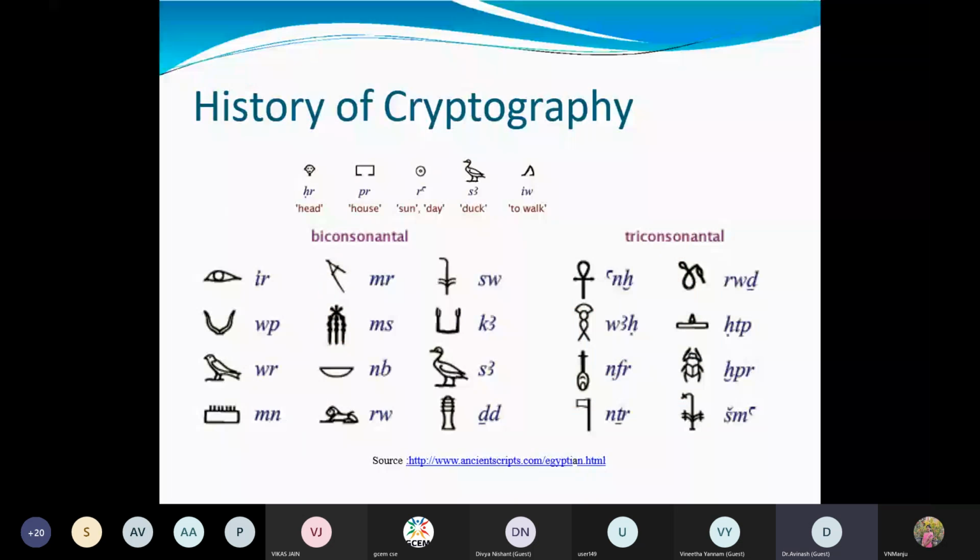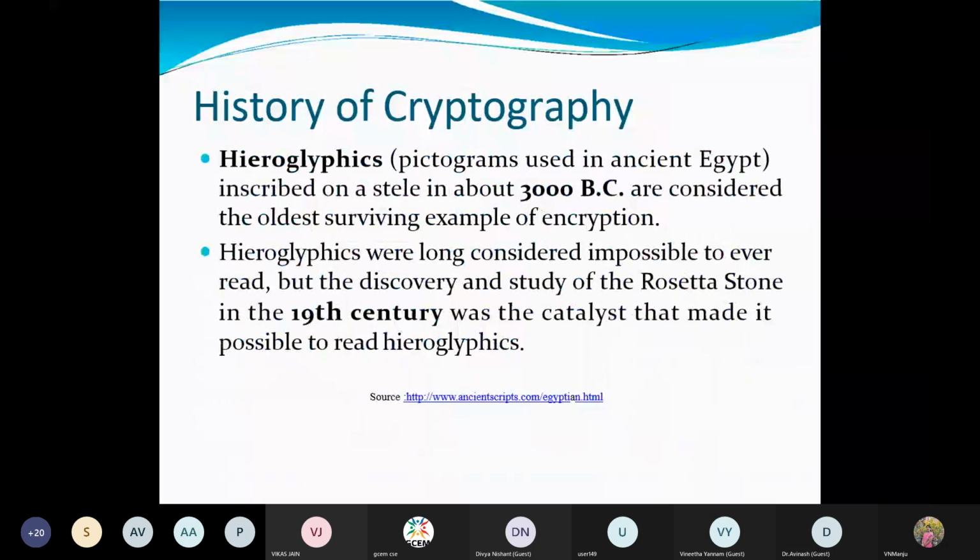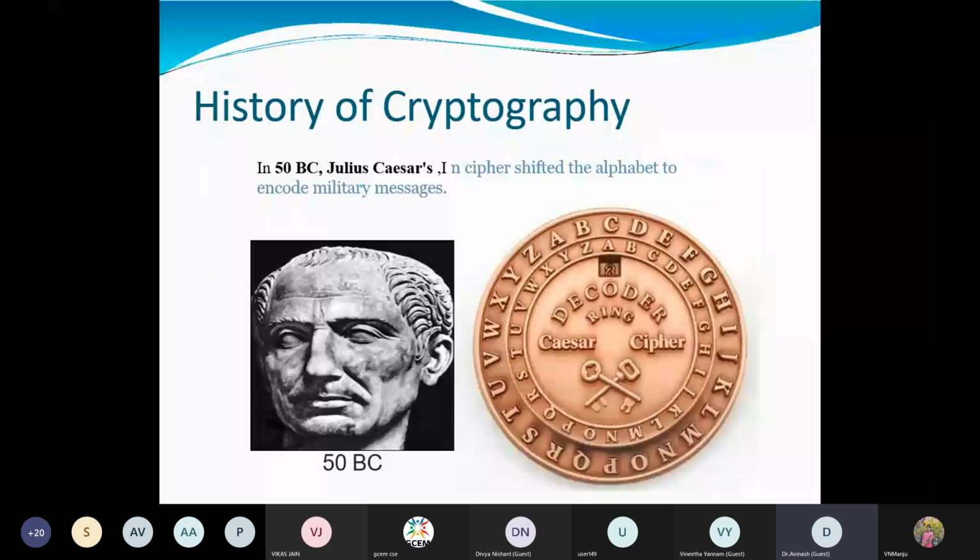Okay, so these are also some examples which demonstrate how cryptography has been taking place. Then this is the history of cryptography, that it actually started in the 19th century. Okay, and at that time, Julius Caesar's cipher shifted the alphabet to encode military messages. Okay, so this was the situation where some ciphertext was applied. This is how encryption actually started, and this was the history.